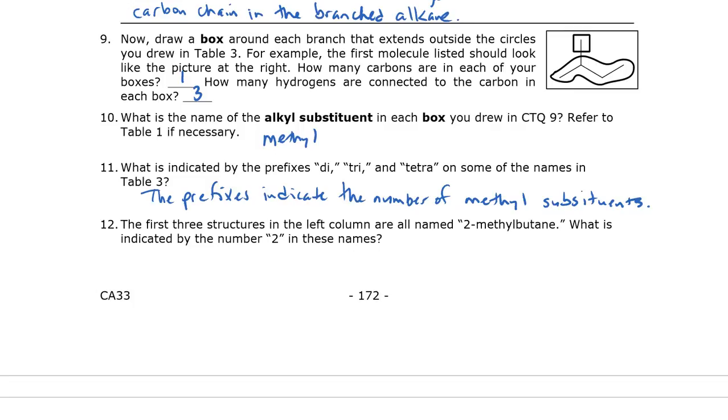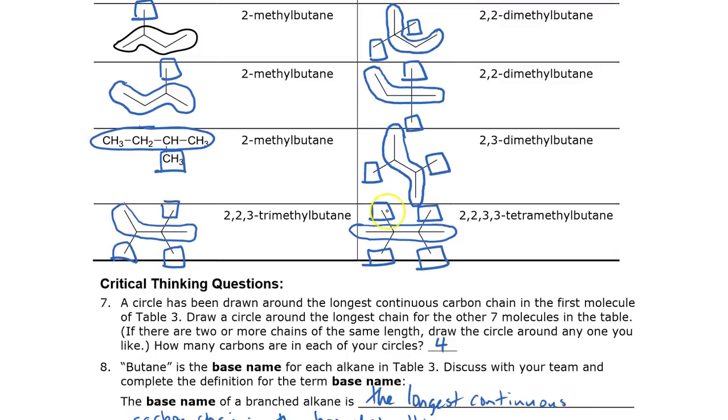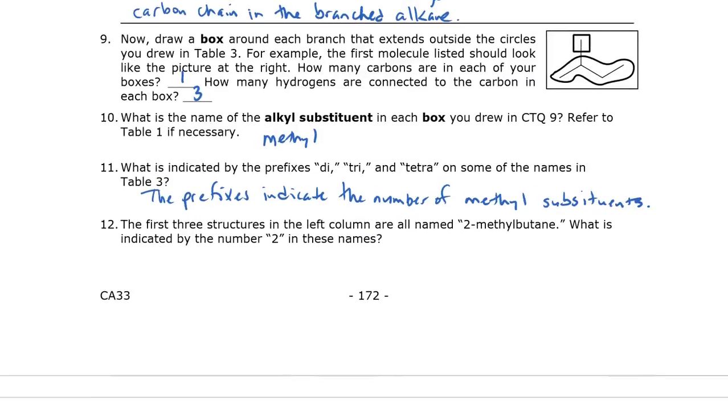Di would be 2, tri would be 3, tetra would be 4. You see it, right? 4 is tetra, 2 is di, and this one only has 1, so it doesn't have a prefix. So I guess we don't need mono.